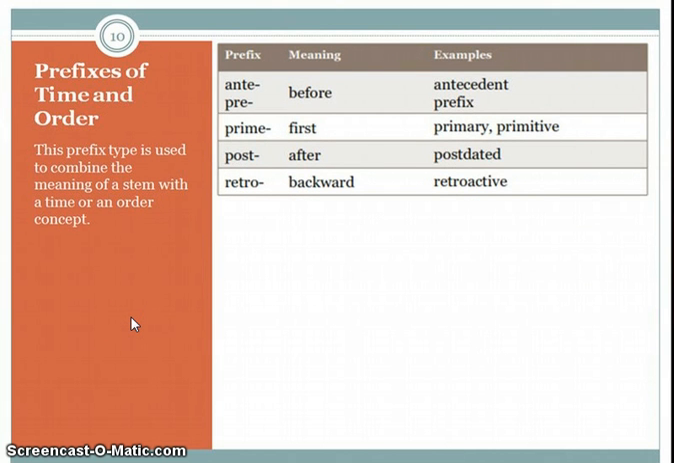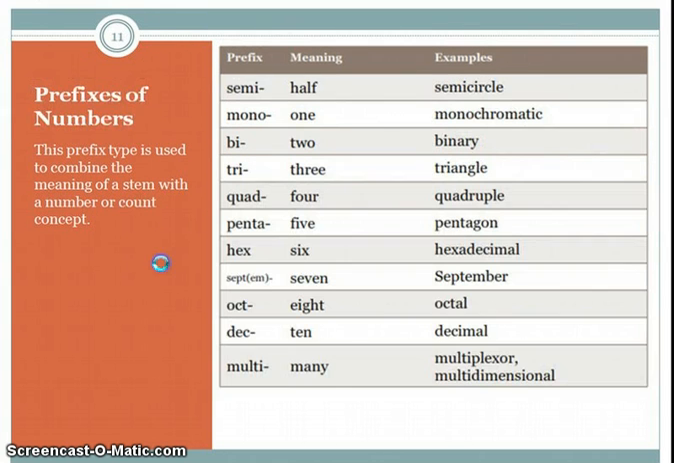Some of our prefixes relate to time and order. For example, ante and pre, before. Prefix, pre-reading. Prime meaning first. Post is after. Retro, retroactive. And of course all those fashions that have become very, very retro, which means just to go back in time or go back in some way.